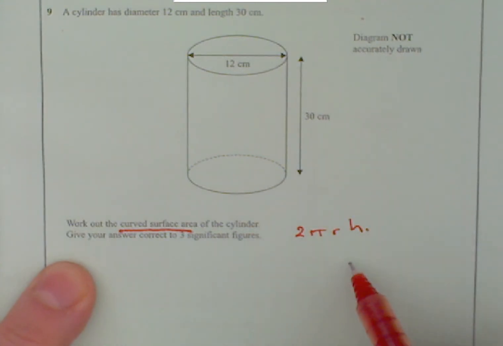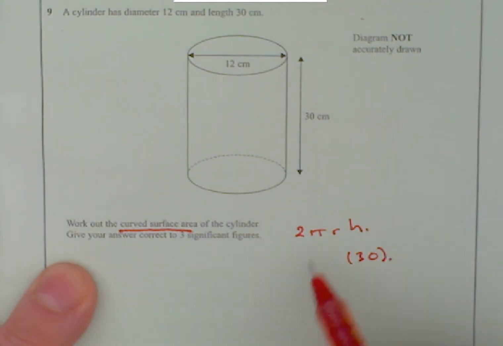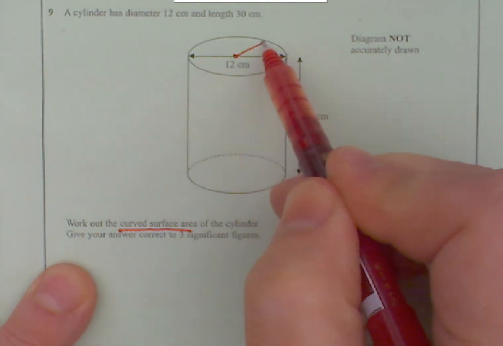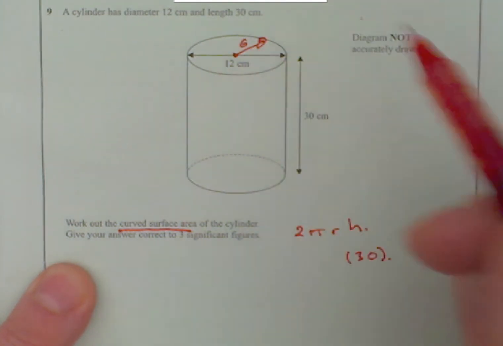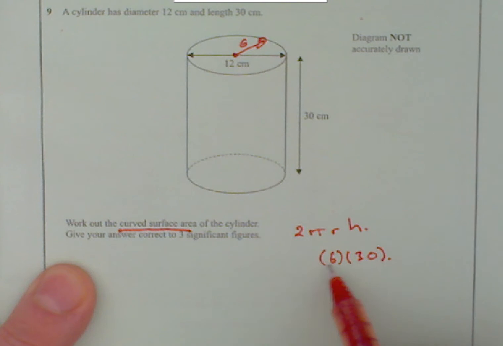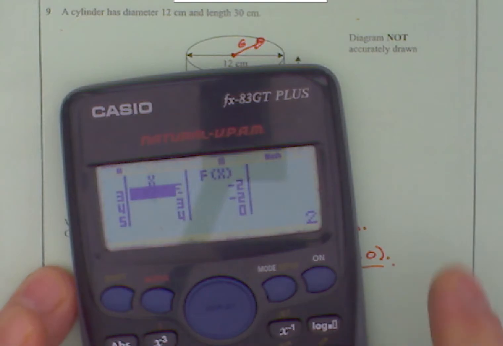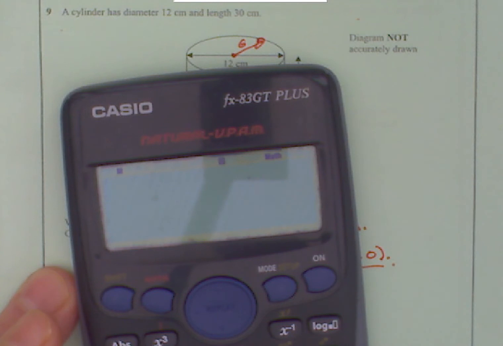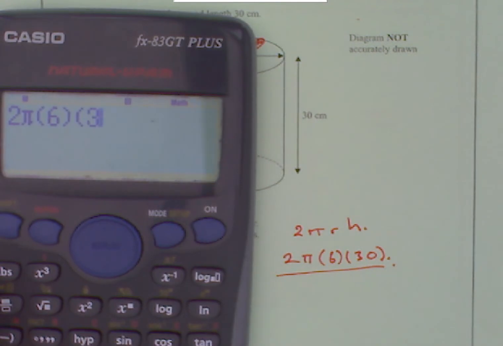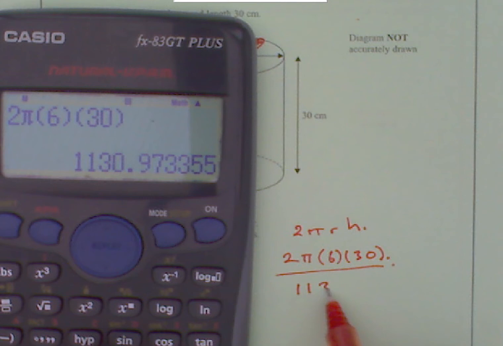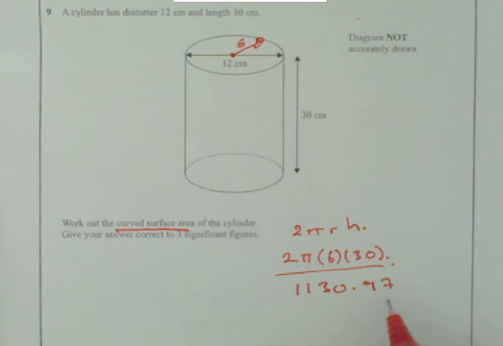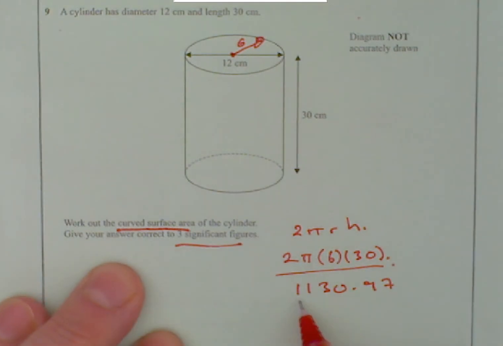Well, H is 30, and the radius is half the diameter. Okay, so the radius is 6, and that's pi, and that's 2, and so what I'm going to do is put that into my calculator. 2 shift pi times 6 times 30, giving me 1130.97 and 3 sig figs, so 1, 2, 3.